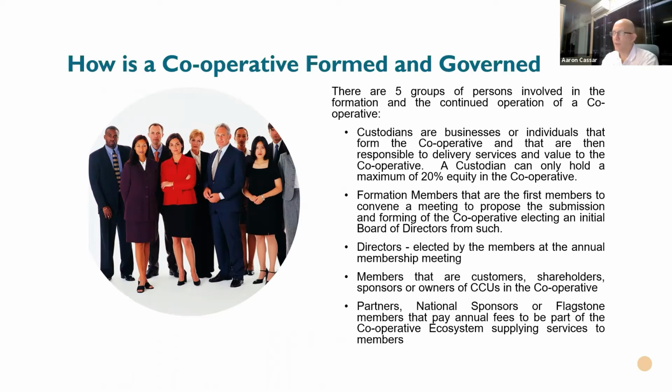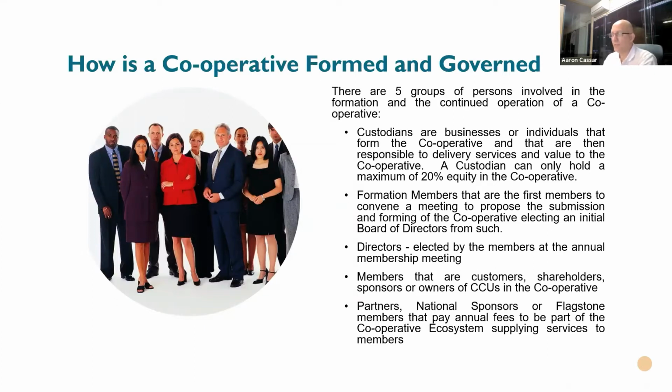So a cooperative is formed and governed in the following way. There are 5 groups of persons involved in a co-op. Custodians are the businesses or individuals that form the co-op. A custodian can only hold 20% equity in the co-op. So even though a custodian might hold equity in the co-op of 20%, it's not entitled to 20% of the dividend. It's only entitled to 20% of about 10 to 12% of the dividend, because shareholders in a cooperative, in this sense referred to here as custodians, the maximum dividend that they are able to receive is 10 to 12% of the dividend that's paid.